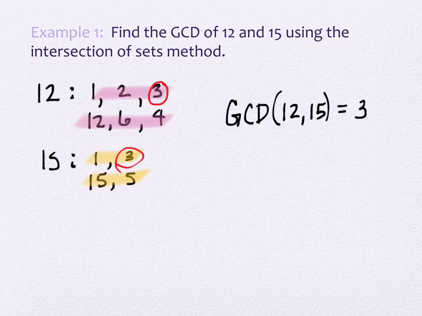This list method is great when the numbers are small. No problem. It was fast. It was easy. You knew those factors. It was no big deal. But if you had the number 352, all of a sudden the problem becomes a lot more challenging because I don't know all the factors of 352 right off the top of my head, right? Okay, so we're going to do another method.